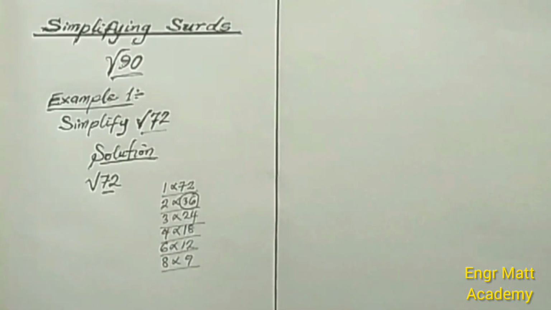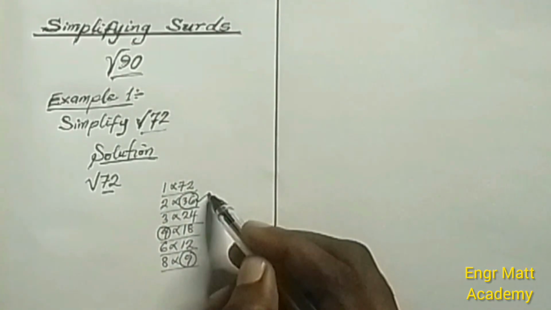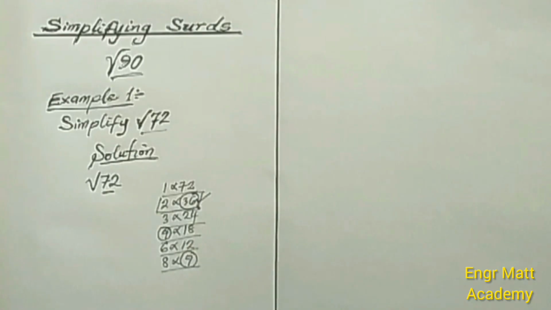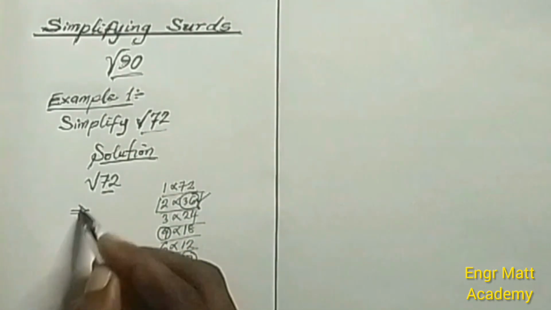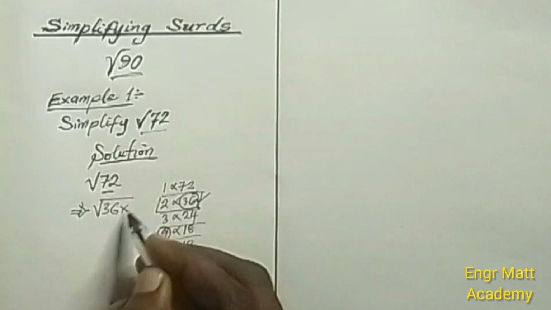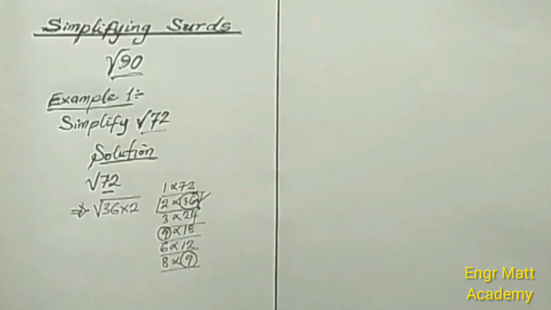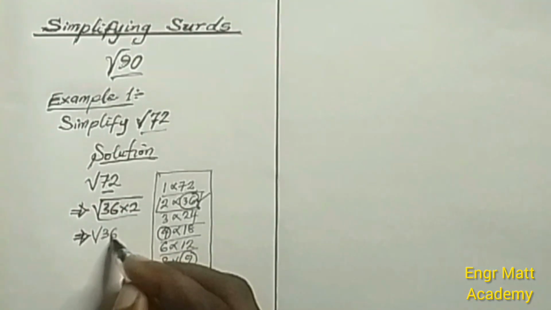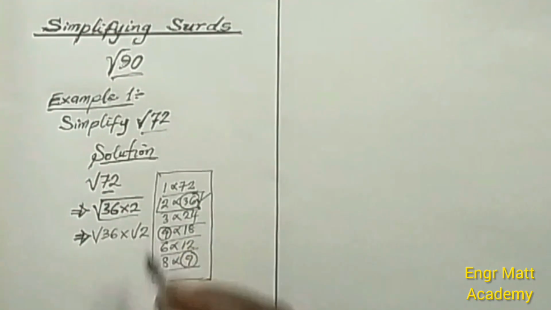36 is a perfect square, 4 is another perfect square, and 9 is also a perfect square. But which of the perfect squares is the largest or the highest? 36, right? So this is the pair that we are going to use. So we say root 72 is equal to root 36 times 2. We can also split this to be root 36 times root 2.